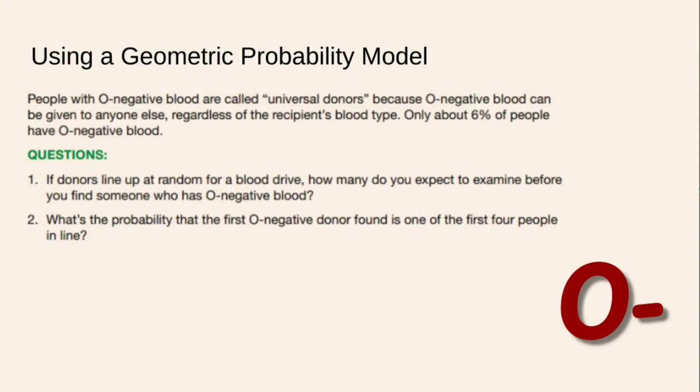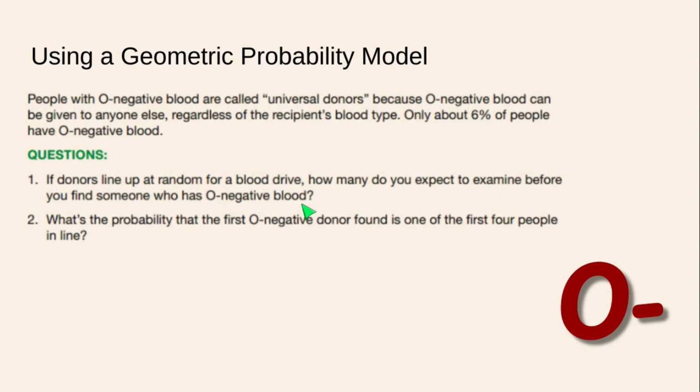So here's another fun word problem. People with O negative blood are called universal donors because O negative blood can be given to anyone else, regardless of the recipient's blood type. Only about 6% of people have O negative blood. We have 2 questions here. 1. If donors line up at random for a blood drive, how many do you expect to examine before you find someone who has O negative blood?